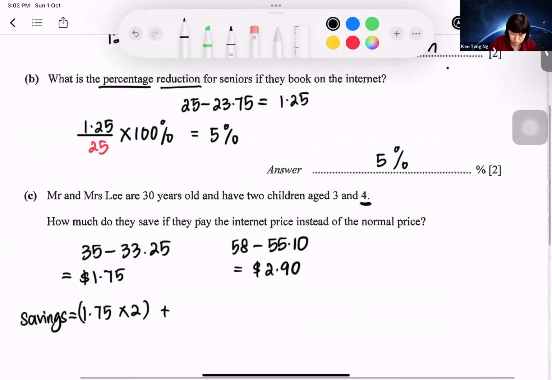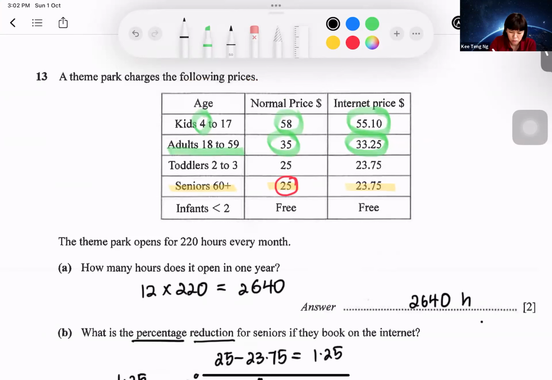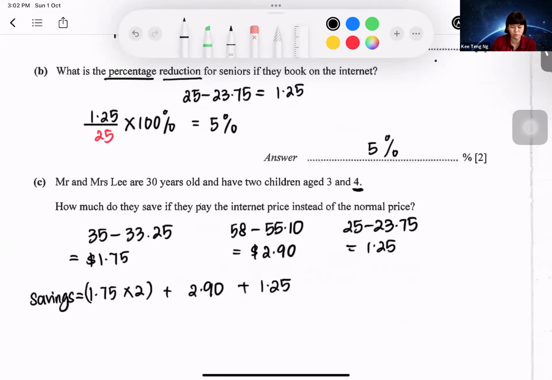So I add $2.90 for the child that is 4 years old, but I have another child that is 3 years old, toddlers 2 to 3 years old is here. So original is 25, now $23.75. So 25 minus $23.75 for that 3 years old toddler. 25 minus $23.75 will give me $1.25. So I'm going to add one more $1.25 for the savings.